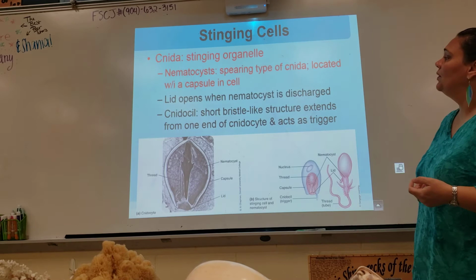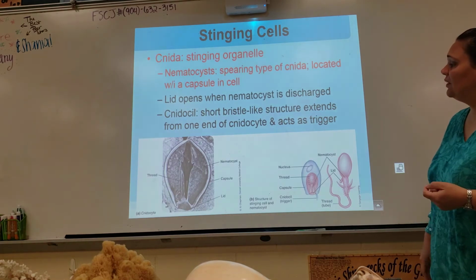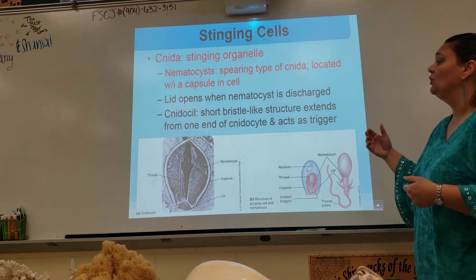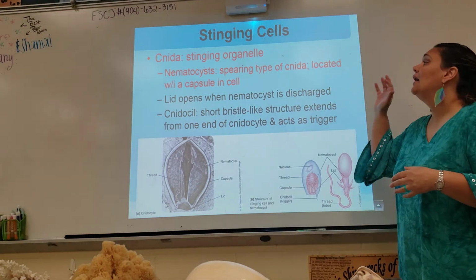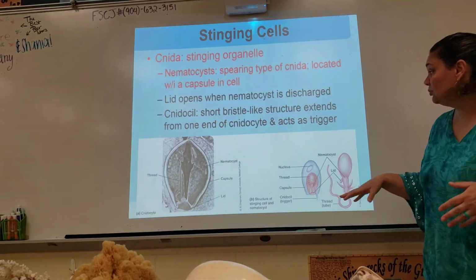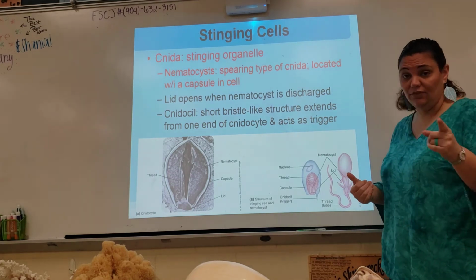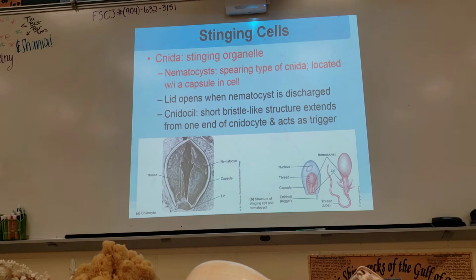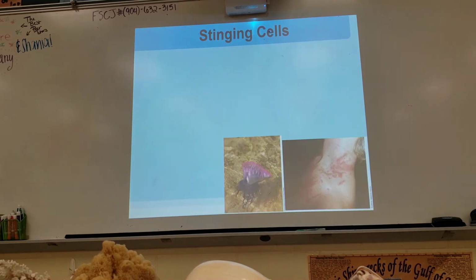The nematocysts are the spearing type of cnidocyte, which is located within a capsule in the cell, and this will shoot through and embed itself in your skin, and it'll do that as well in any kind of prey that the cnidaria are trying to eat. So it's very interesting, very painful, but very interesting to understand the mechanism behind it. I have more slides on this one, and then I will stop.